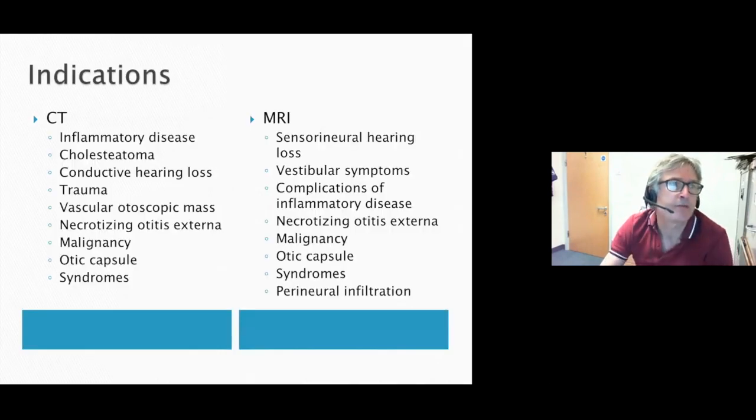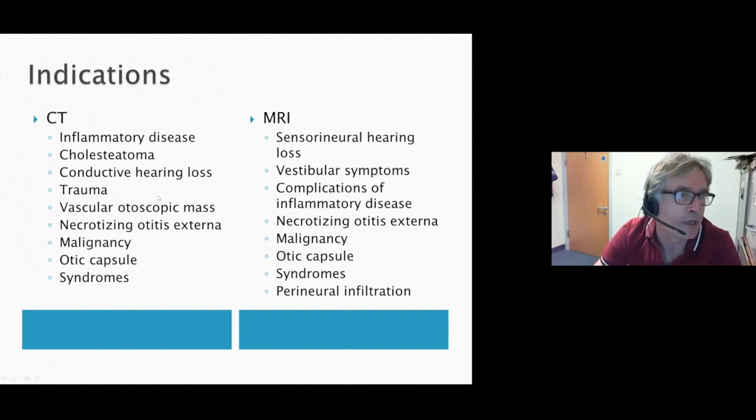So these are just a few of the indications that we use for both CT and MR. The first few on each side are where those two imaging modalities hold sway. CT is particularly useful with inflammatory disease and cholesteatoma, patients with conductive hearing loss and trauma. I don't think anybody would argue that CT is not the investigation of choice in those issues. And then there are some rather grayer areas where often we will choose to use both CT and MR. So particularly the vascular otoscopic mass may need MR to complement the CT.